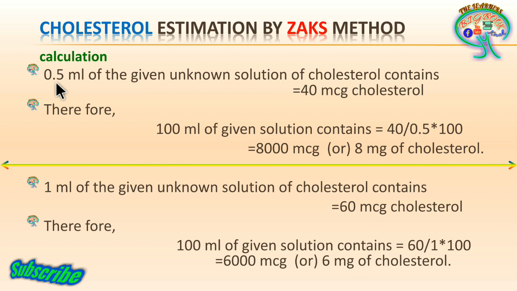Now here, when you consider 0.5 ml of the given unknown solution of cholesterol, which contains 40 micrograms of cholesterol, therefore 100 ml of the given solution contains 40 divided by 0.5 into 100. That is 40 into 100 divided by 0.5, which gives 8000 micrograms. Considering 1 milligram is equal to 1000 micrograms, 8000 micrograms is equal to 8 milligrams of cholesterol.